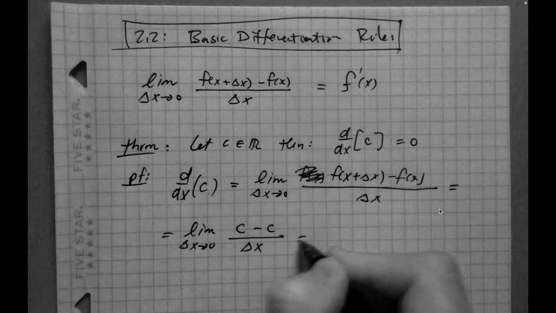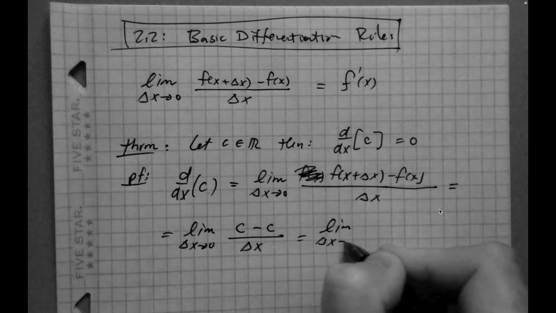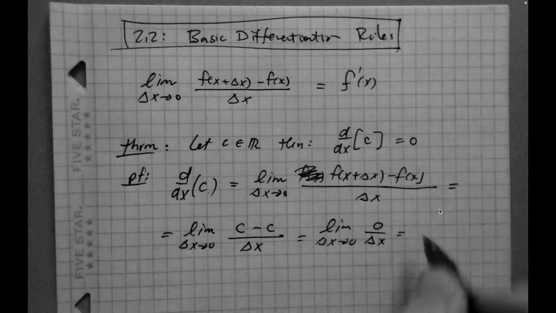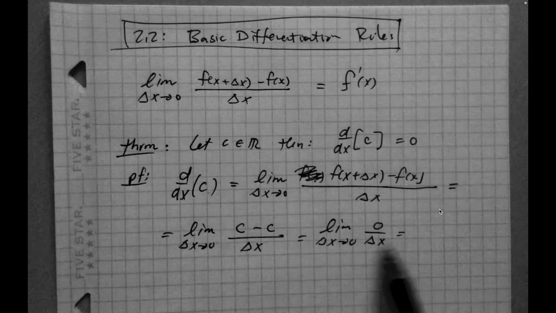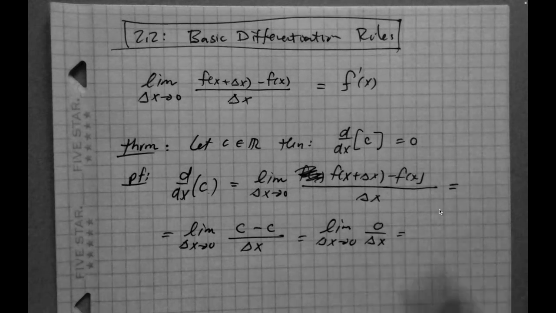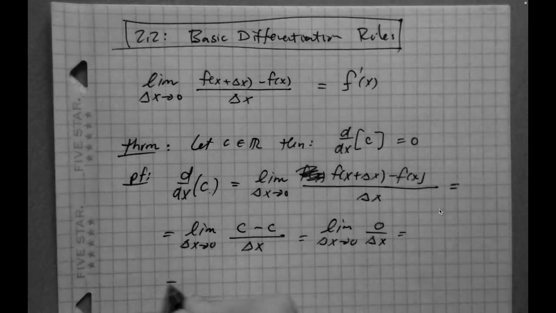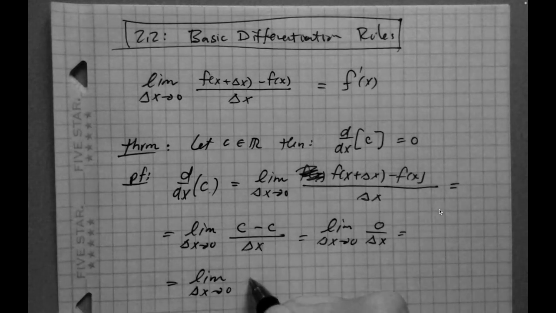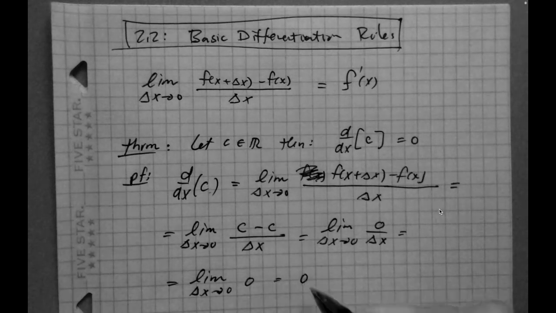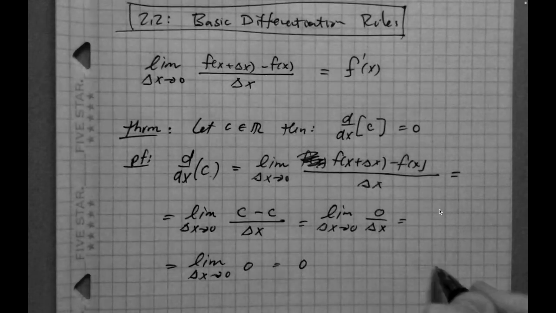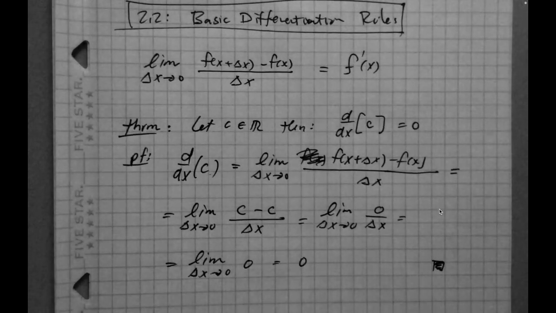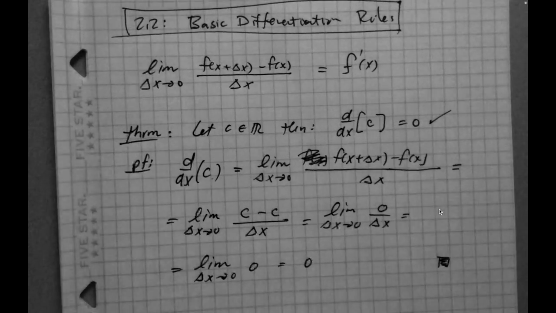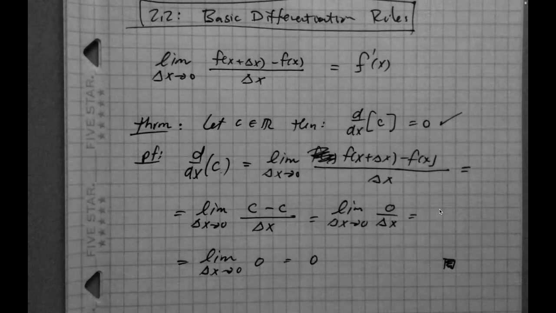Okay, and so then that means we have the limit as delta x goes to 0 of c minus c, which is 0, over delta x. And so the implication here is that this ratio is 0 regardless of the value of delta x. And so this would be the limit as delta x goes to 0 of 0, which is naturally 0. Okay, and so that's a simple, straightforward proof of this initial basic differentiation rule.